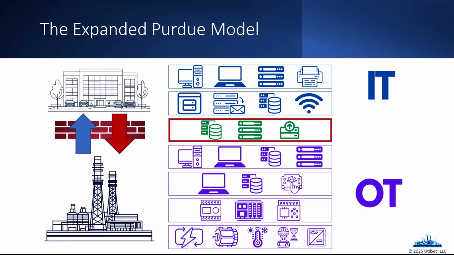There are two different layers that represent the IT network, and then there are four layers that represent the OT network. And we have one layer that represents the DMZ between the IT and the OT networks. They're actually numbered, and we start at the bottom. So you can see there's level 0.